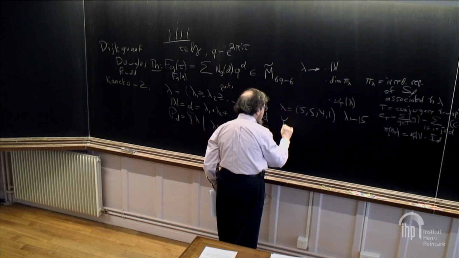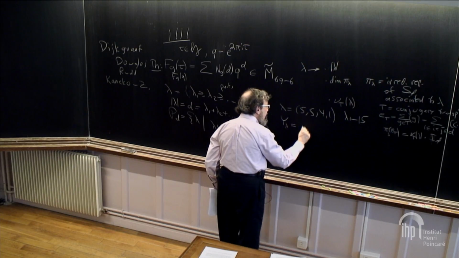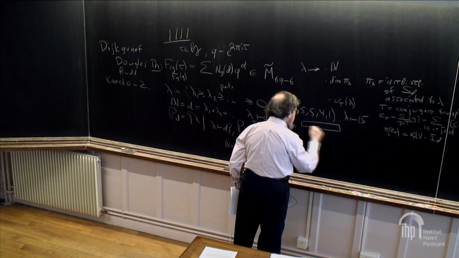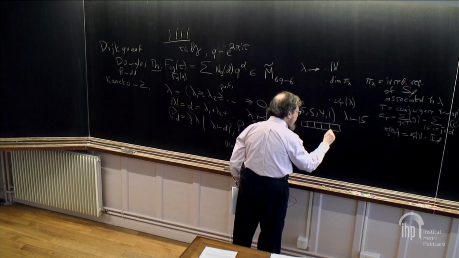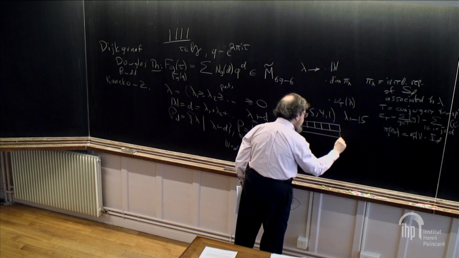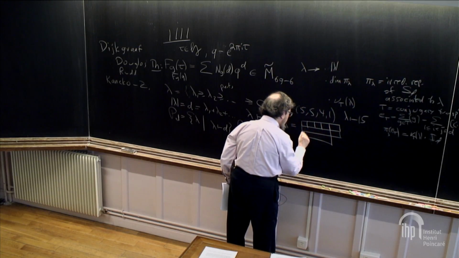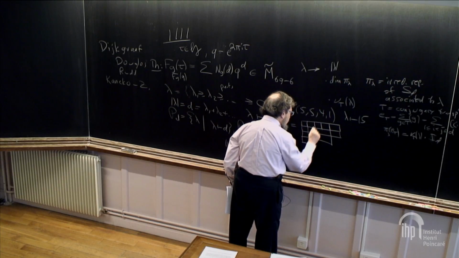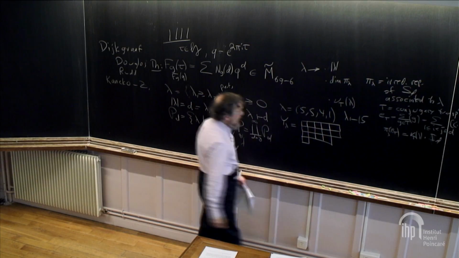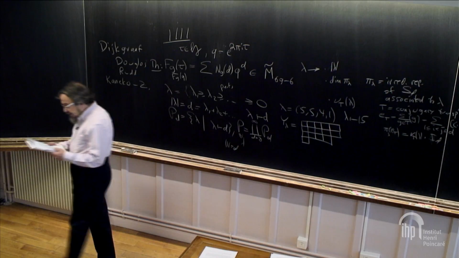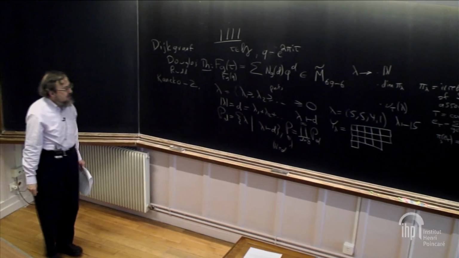And the corresponding, I'll write Y_lambda for the Young diagram. It means that you make a list of 1, 2, 3, 4, 5. And in this case, again, 5, and then 4, and then 1. Okay, so that would be the corresponding Young diagram. That's another way to think of partitions.